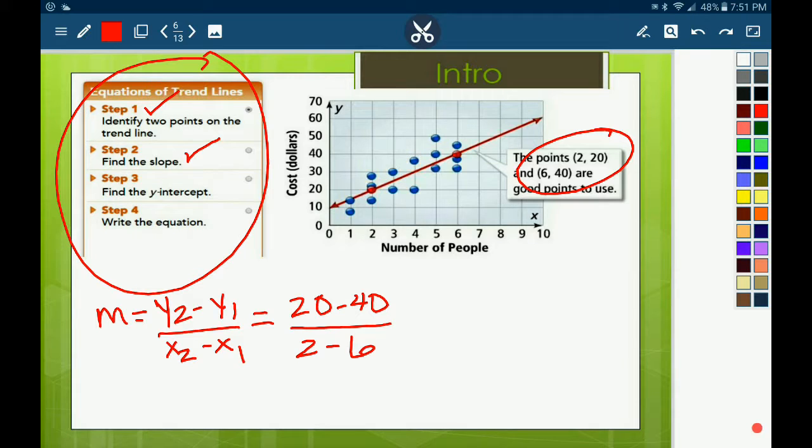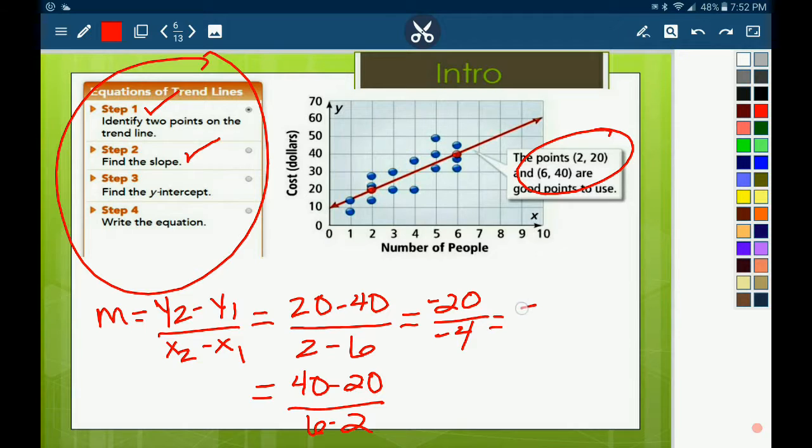Again, if you switch these around, like if instead you write 40 minus 20 over 6 minus 2, you just switch the order on the top and the bottom, you should still be getting the same thing. 20 minus 40 is negative 20. 2 minus 6 is negative 4. A negative over a negative is a positive, and 20 divided by 4 is 5.